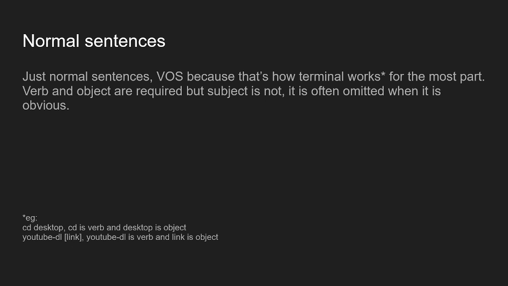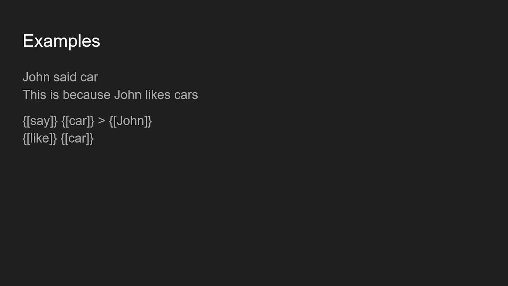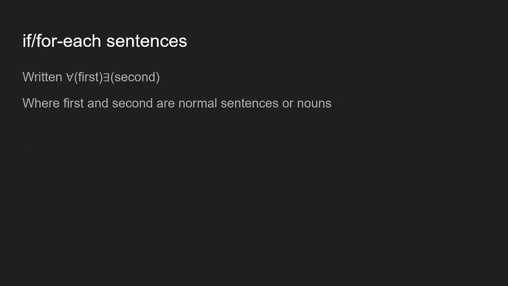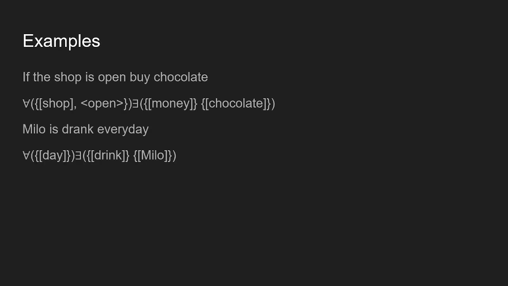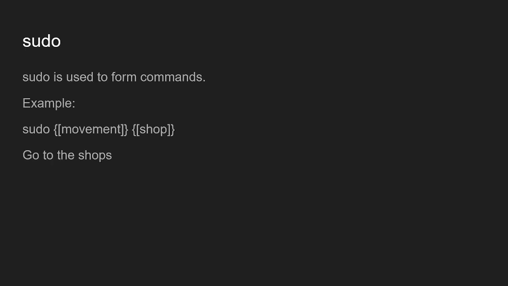Normal sentences. They're just normal sentences. They're VOS because Terminal works kind of VO for the most part. Verb and object are required, but subject is not, and it is often omitted when it is obvious. Examples. If/for each sentences are written as for each first there exists second, where first and second are normal sentences or nouns. Examples. Pseudo is used for commands.